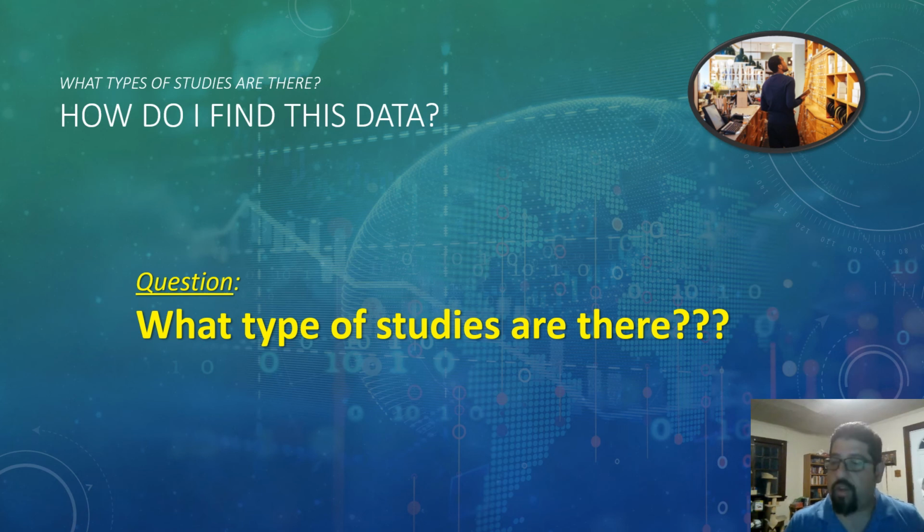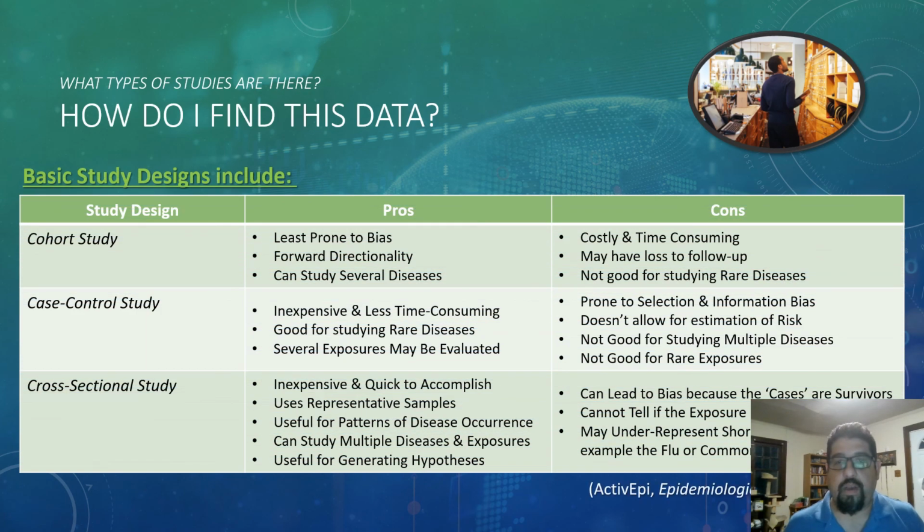Let's see, right here up on the screen right now. What types of studies are there? That's a very good question, and we're going to go through that in depth. We're going to start off with basic study design, and right there are a couple of quick things for you up on the screen. Basic study designs include cohort studies, case control studies, and cross-sectional studies.